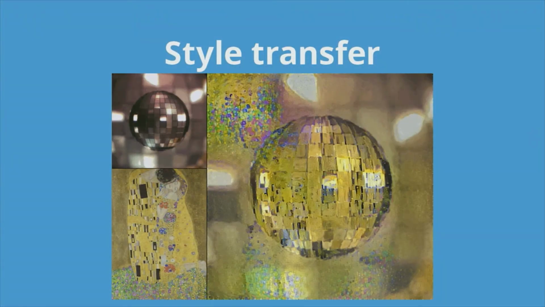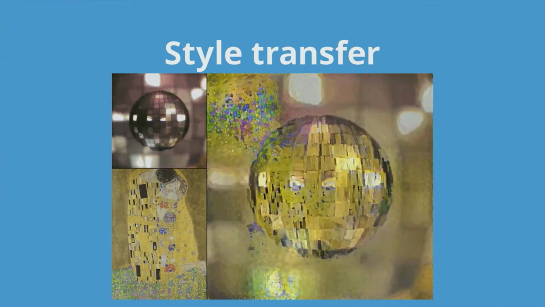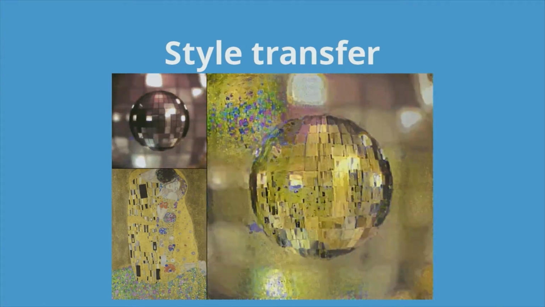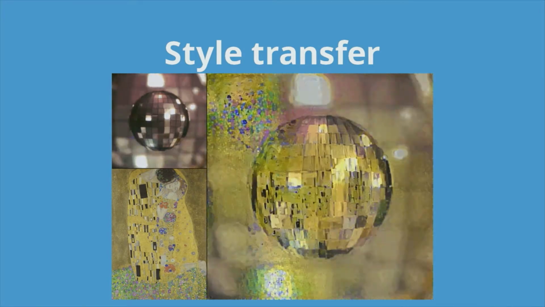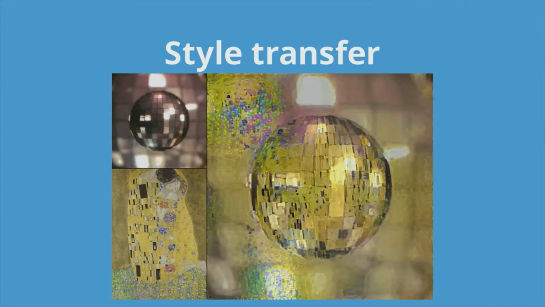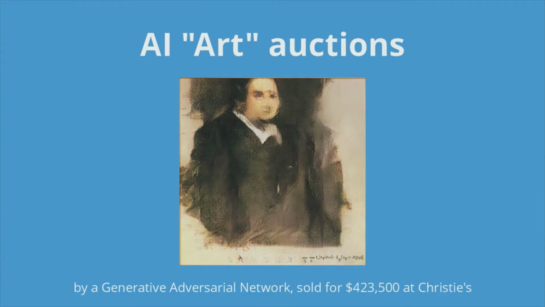So something like this, I think it's pretty. It's basically done with style transfer. You take a disco ball and make a style connection with a Klimt painting and get something really cool. But this painting was actually sold for $423,500 at Christie's. It was created by a generative adversarial network. The first piece of AI art that was sold on an auction block in an art market.